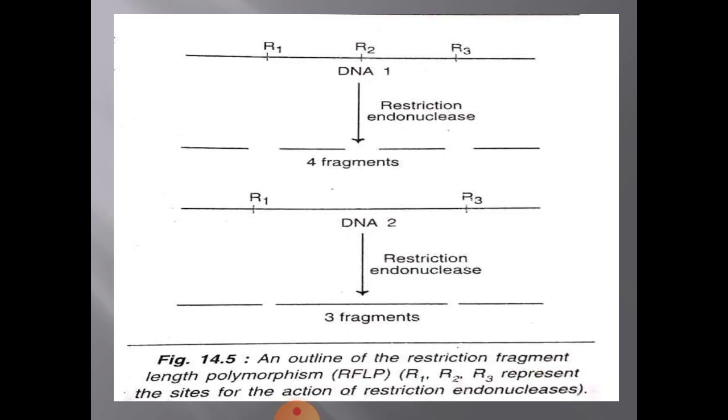So let us consider that this DNA molecule 2 has an inherited mutation. Okay? It has an inherited mutation or a genetic change, and therefore has altered some base pairs. And as a consequence of this, the restriction site R2 is lost. So when you compare the products of DNA 1 and DNA 2, you can always say that there is a mutation in DNA molecule 2. This is what exactly is done in RFLP. This is how the analysis is done.